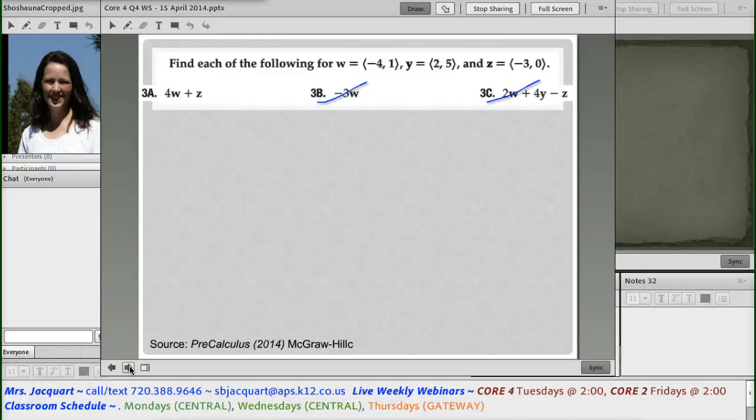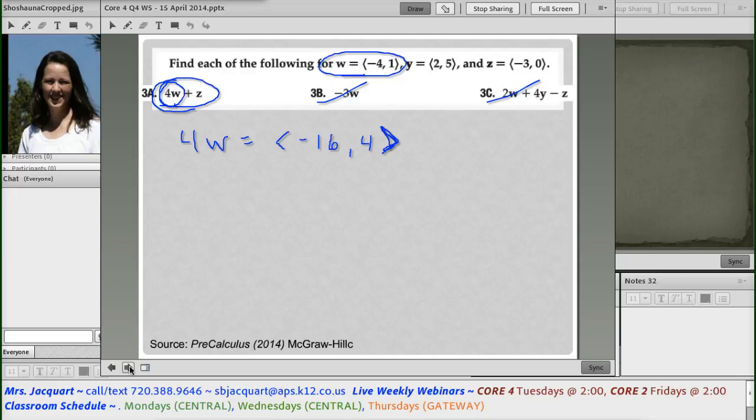What I'm going to do is I'm going to focus on this. These are called scalars, and then we're adding them and we're combining them. So with 4W, let's focus on that. With 4W equals vector negative 16, comma 4. Just multiply everything to each other. Okay, and then Z equals negative 3, comma 0. And when we combine those, we get a resultant vector of this, which is negative 19, comma 4. Just add them together. That's it.